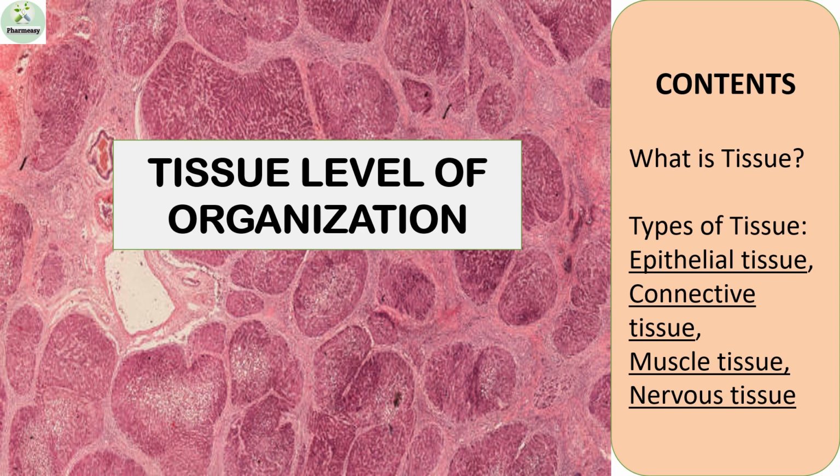In this lecture, we will study about the tissue level of organization. And the lecture will include introduction to tissue and its types, that is epithelial tissue, connective tissue, muscle tissue and nervous tissue. So, let's start.